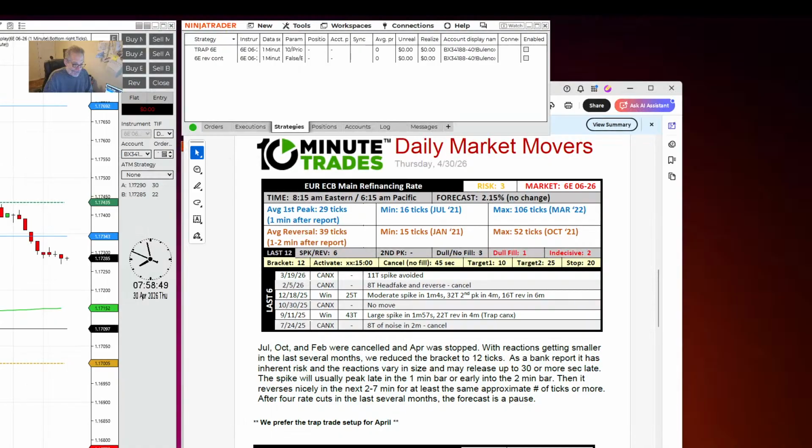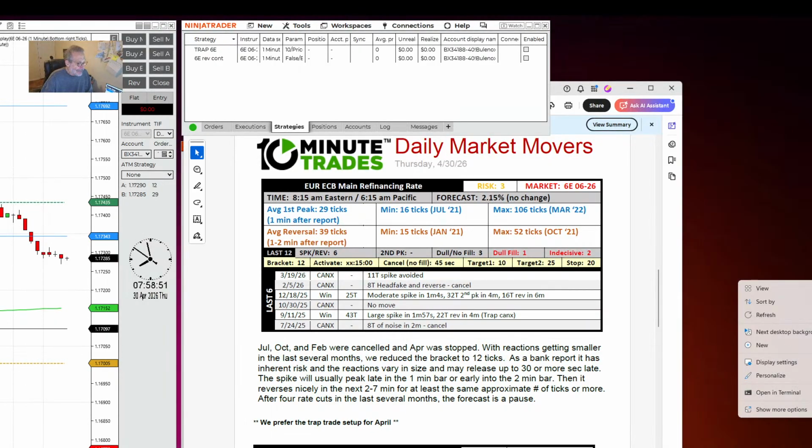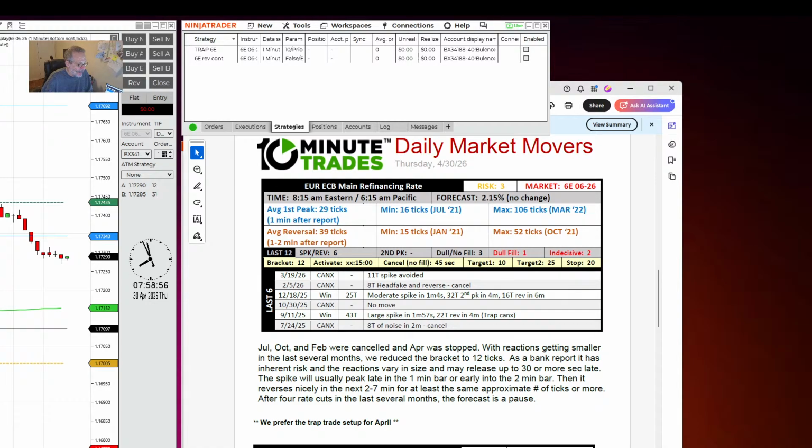Bank of England's Bailey says, I think energy price profile of scenario B is more plausible than scenario A. Please remember all the trades we discuss are for educational purposes.